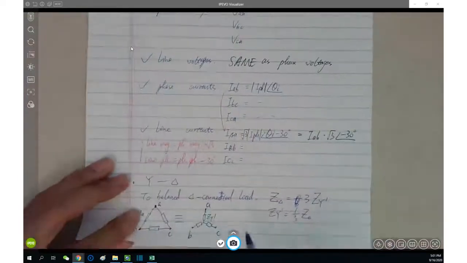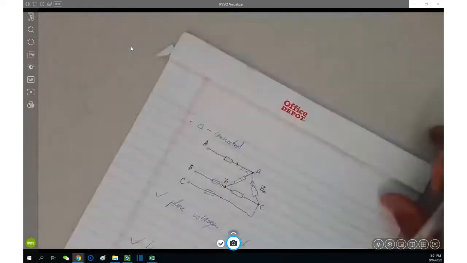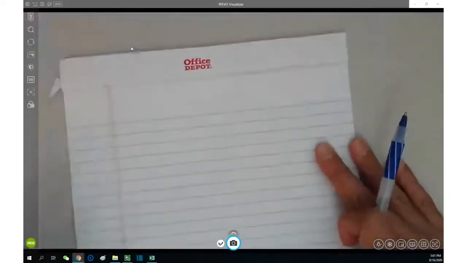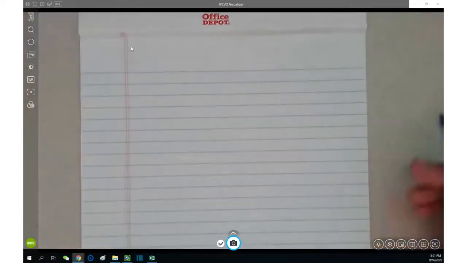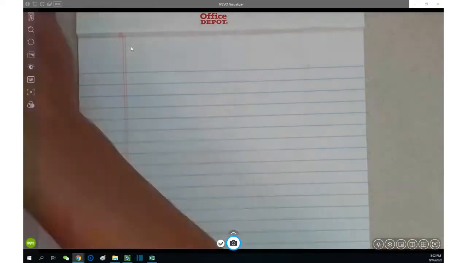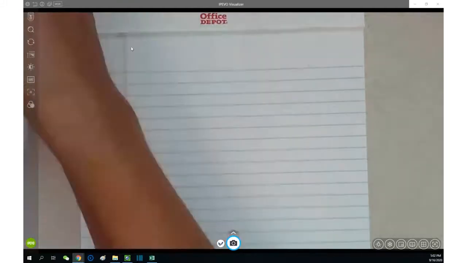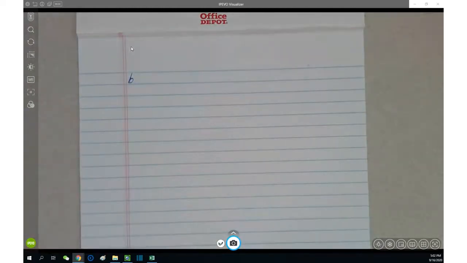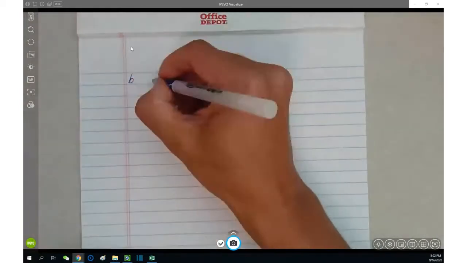This is the conversion between Y and the delta load. And since you guys learned this before, I moved a little bit faster today, but should be okay. And next thing today, we're going to really talk about the three-phase power. The bulletin's a little bit messy. Sorry about that. Let's talk about three-phase power.